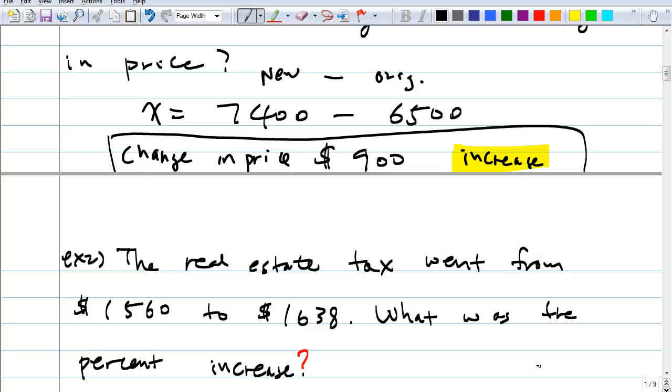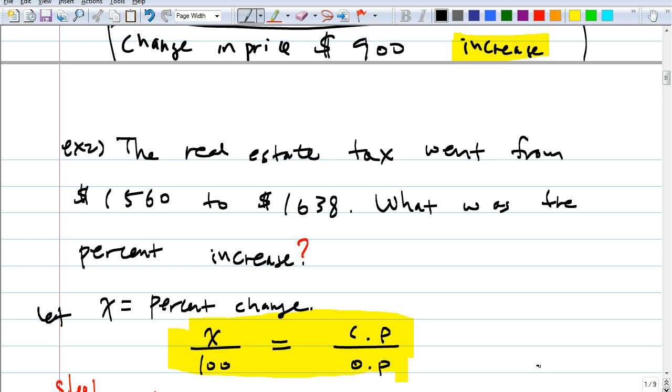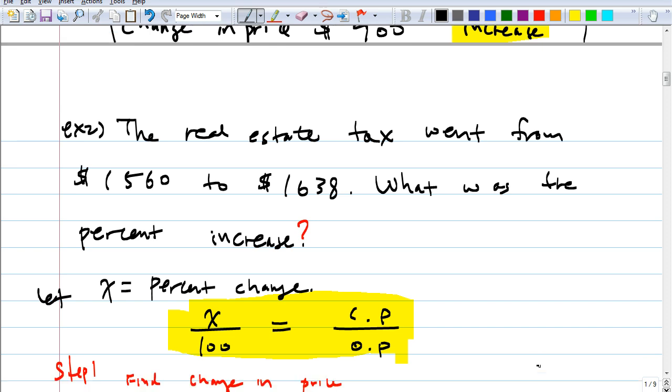What's our unknown, by the way, on this one? What do we want to know? The percent increase. So let x be the percent increase. Do we know how to find percent increase? Well, I just gave you the formula for it. It's simply the change in price over the original price, right? And yes, Madeline gave me the right one.